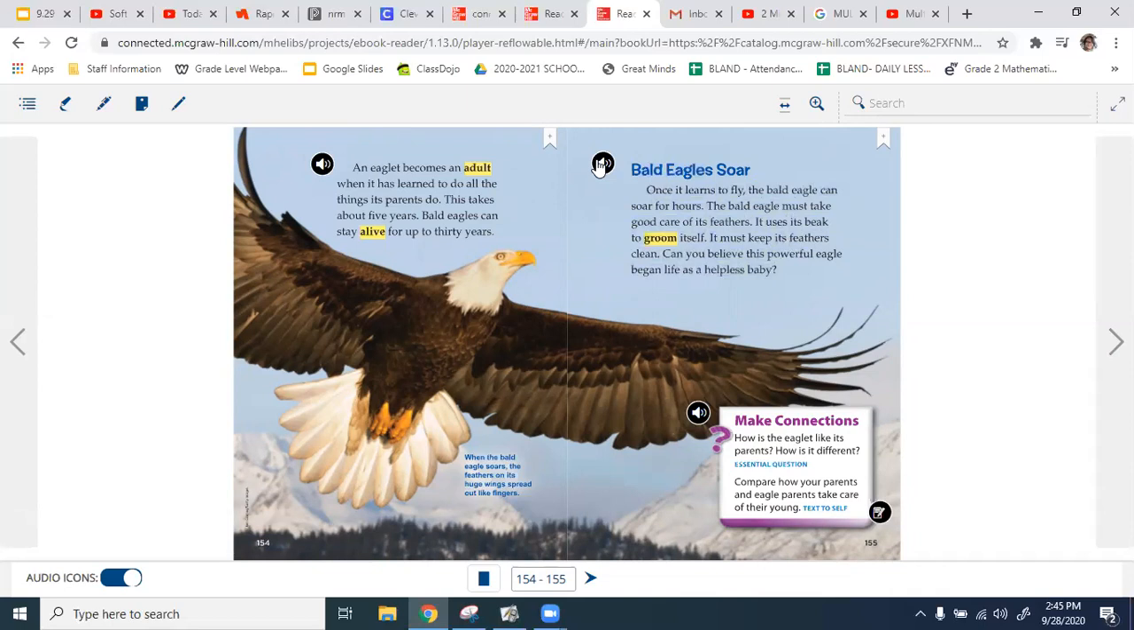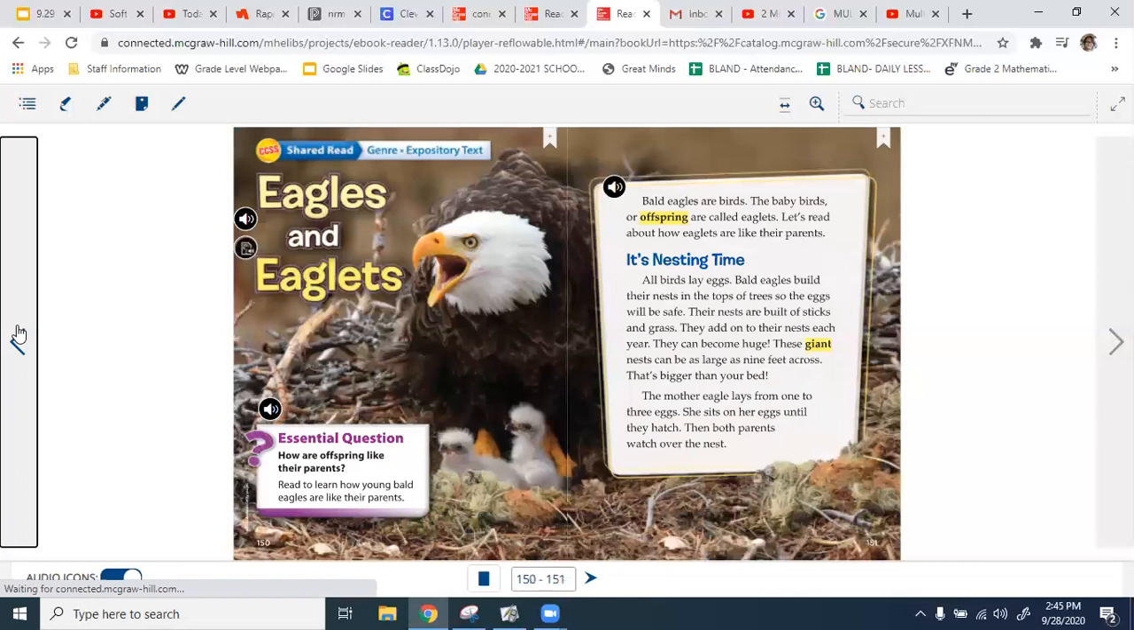Can you believe that little baby eagle is turning into this giant eagle? That's crazy. So here we go. Open up that packet to that page Ms. Bland just showed you, and let's see if we can do what it says. Because at the top of that page, it asks us for text evidence. So let's see if we can find some.